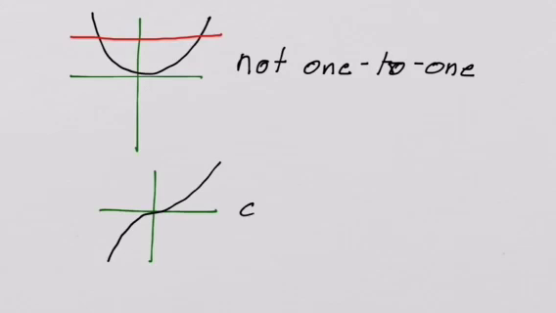But this is a 1-to-1 function. What the literal definition is of 1-to-1, it means for every y value the function takes on, there's exactly one x that corresponds to it. So, kind of like we have the definition of a function saying that for every x there's one y, a function being 1-to-1 also requires that to work the other way. For every y, there's exactly one x.